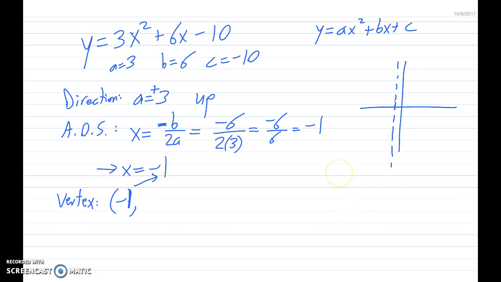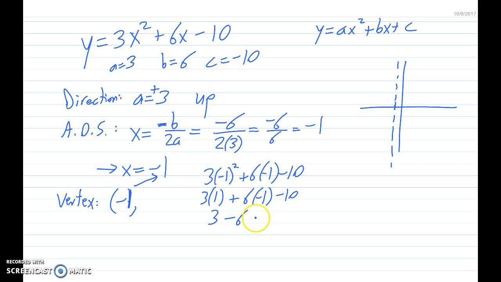It's the middle point. Now, to find its y-coordinate, to find exactly where it is on that dotted line, I need to plug in negative 1 into my equation. Okay, and if I do, I have to be careful. Order of operations, right? Negative 1 squared is 1, and then I'll multiply out the rest here in a second. So 3 times 1 is 3. 6 times negative 1 is negative 6, minus 10. So 3 minus 6 minus 10 gives me negative 13.